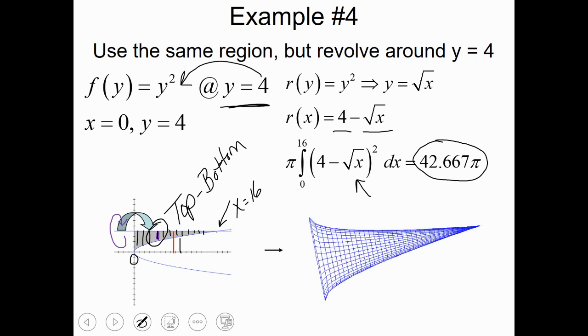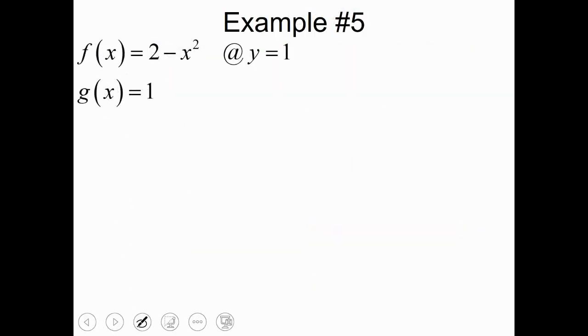Here's my picture. That's what that would look like, approximately. The pictures are kind of fun to see. So here's one where my function is 2 minus x squared, which is just going to be an upside down parabola, and the horizontal line y equals 1. We're going to revolve it around that horizontal line, y equals 1. So here's what my region looks like, and we're going to revolve it around this line.